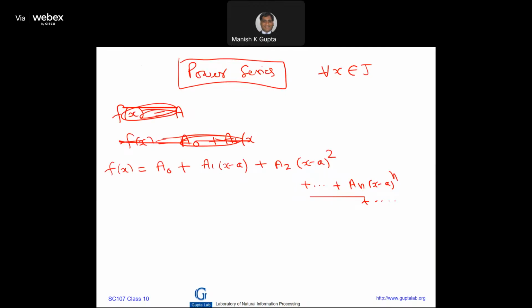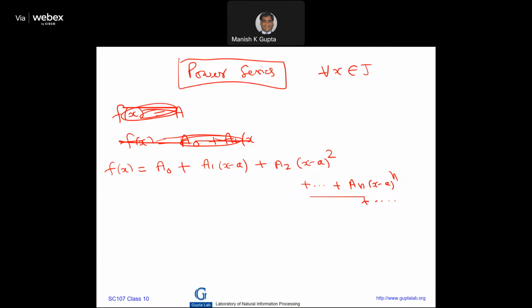So I have assumed this function f of x has an expression like this as a series. What is unknown? a0, a1, a2. Those are the values which I don't know. So I want the function to be expressed as a series like this. Okay?